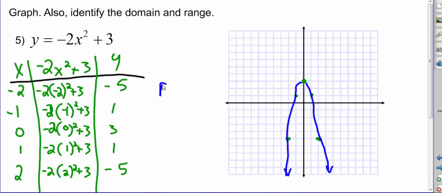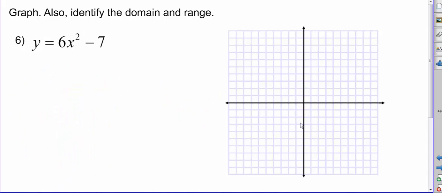include our domain and our range. Our domain is going to be all real numbers. And then our range is going to be all of the y values. So our y values are basically going to be everything less than 3. So that's exactly how we're going to write that. Y is less than or equal to 3.